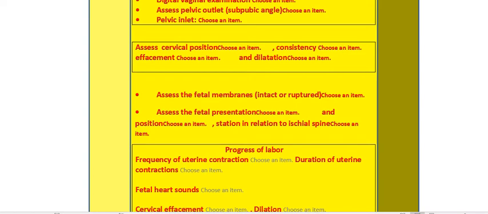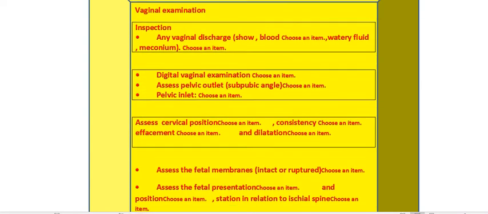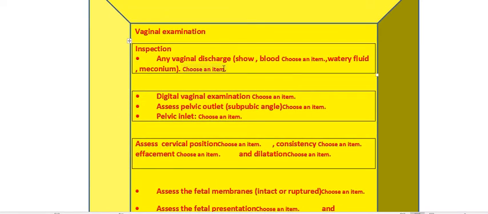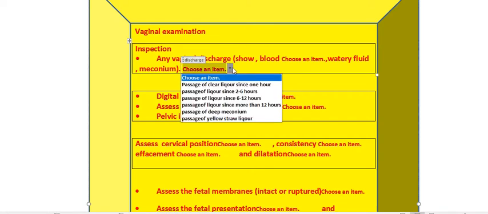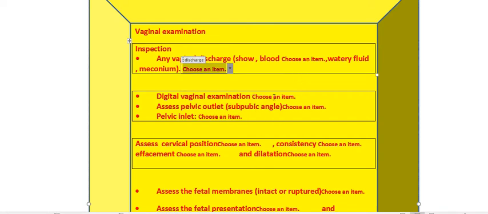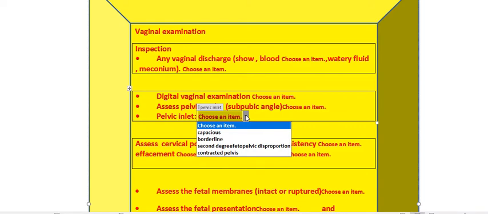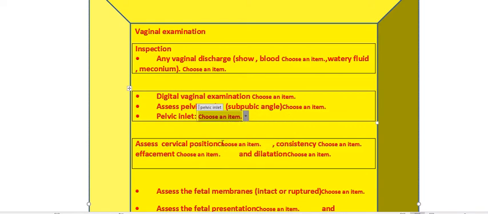Then we are going to do the vaginal examination: inspection for any vaginal discharge, blood or meconium, and digital examination to determine whether the vagina is normal or edematous, and we assess the pelvic outlet, whether the pubic angle is wide or narrow, and the pelvic inlet, if the head is not engaged, to determine whether the pelvis is capacious or borderline or second degree pelvic contraction.